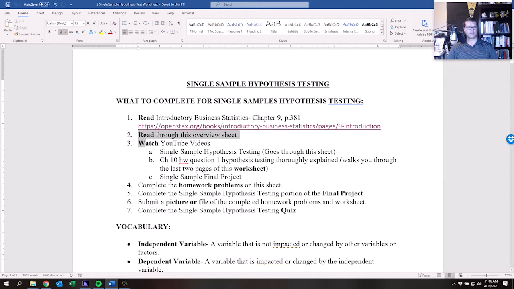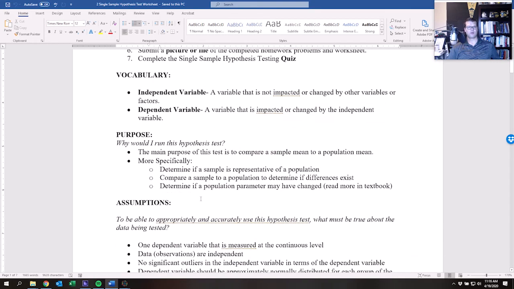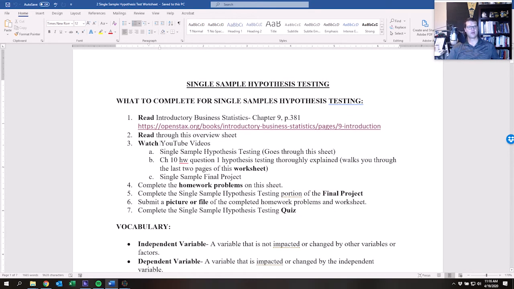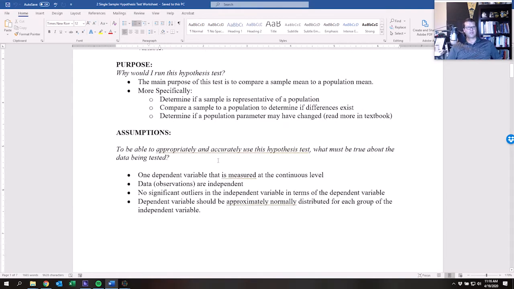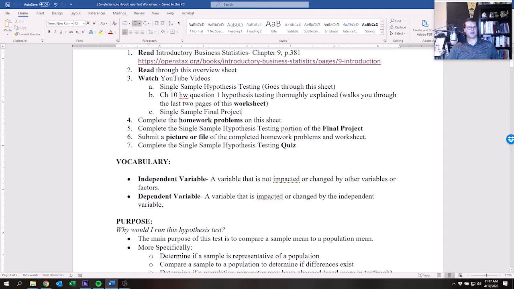Next, read through this overview sheet. You're going to be able to see a lot of information in here. Watch the YouTube videos. I'm making this one right now, and this one's already made, this one's already made, so you should be able to access those pretty easily. Complete the homework problems on this sheet, and then submit it. Then complete the single sample hypothesis testing portion of the final project, submit a picture or file of the completed homework, and then complete the single sample hypothesis testing quiz.